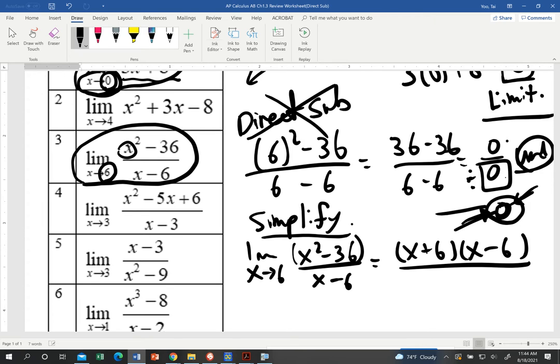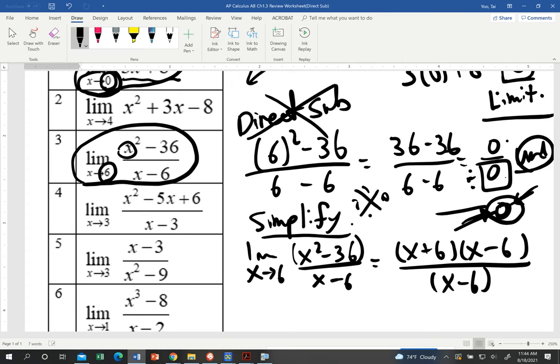If you're sitting there doing those crosses and trying to guess what these numbers are, then you're going to have a hard time. Factoring should be automatic. So on the bottom we have x minus 6.